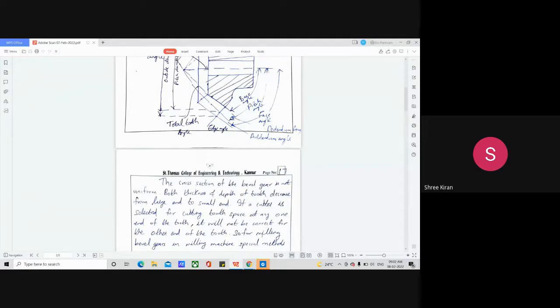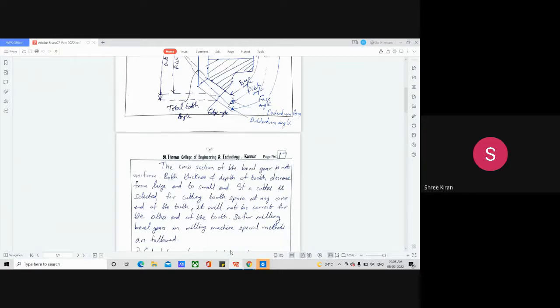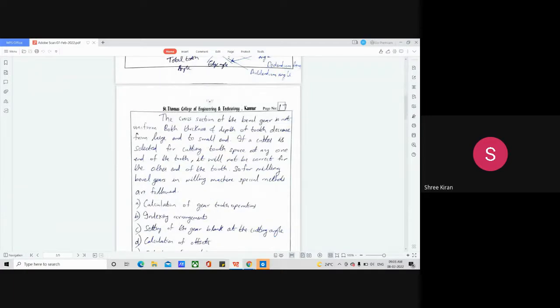So for milling bevel gears in a milling machine, special methods are always followed. The tooth form of a bevel gear produced in a milling machine is theoretically not correct.